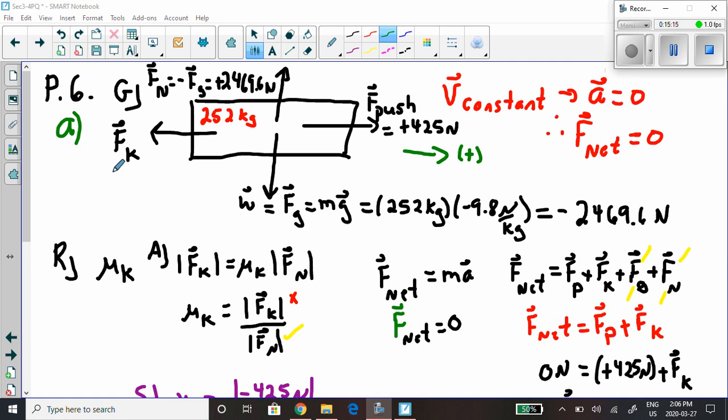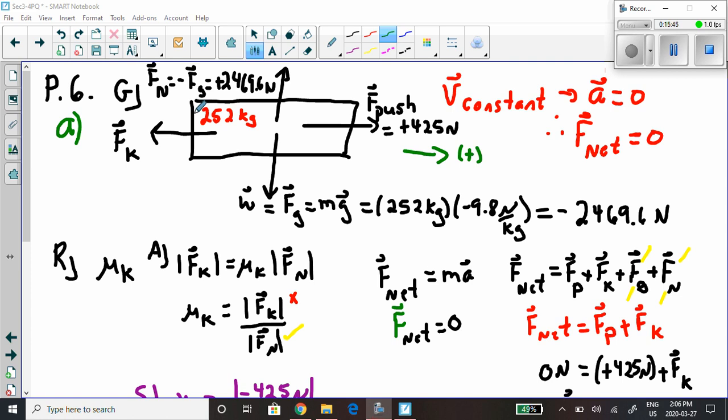A worker of a moving company places a 252 kilogram trunk, so there's the mass of the trunk, on a piece of carpeting and slides it across the floor at a constant velocity. Hugely important here: constant velocity means the acceleration is 0, therefore the net force is 0. And how is it moving? Well, there's a horizontal push force of positive 425 newtons. This direction we will deem to be positive.